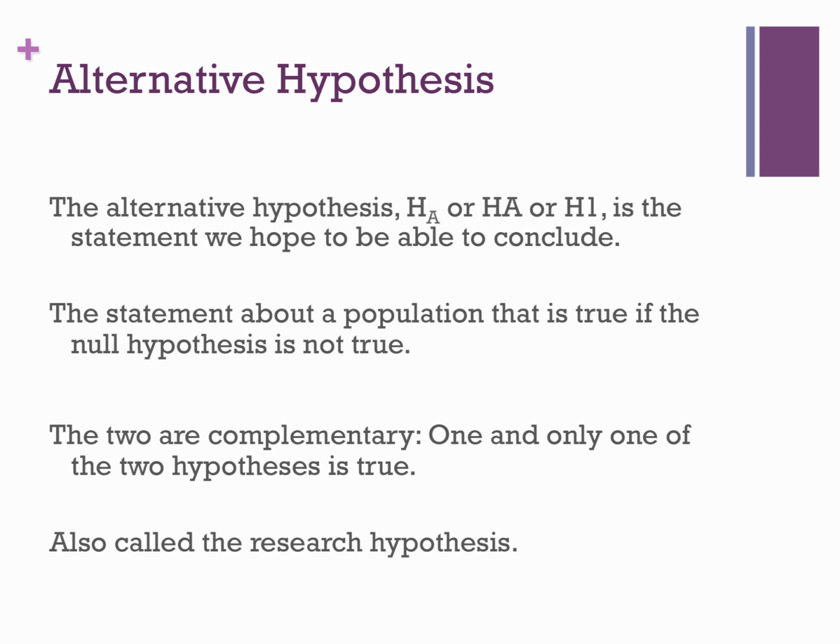Our alternative, you'll see it written as HA or H1, is the statement we hope to conclude. This is generally our research hypothesis. Again, it is a statement about the population that is true if the null hypothesis is not true. These are what are called mutually exclusive. Recall in discussion of events about mutually exclusive events, one and only one of these can be true. They are complementary. Either the null hypothesis is true or the alternative hypothesis is true.